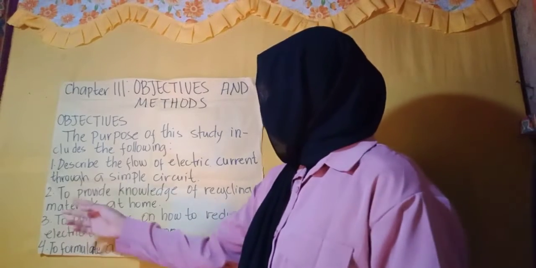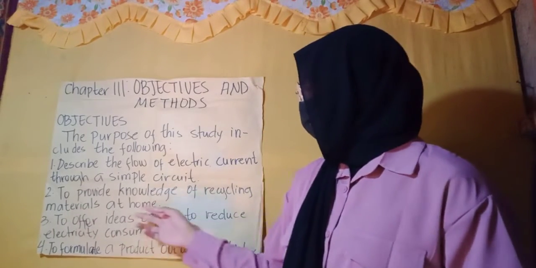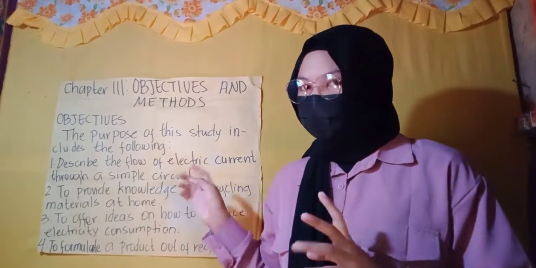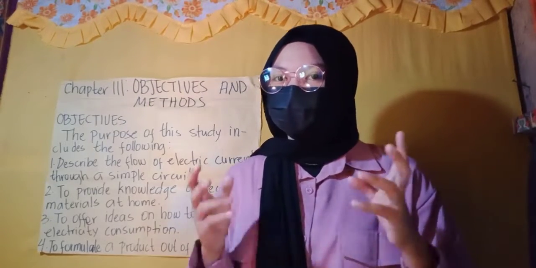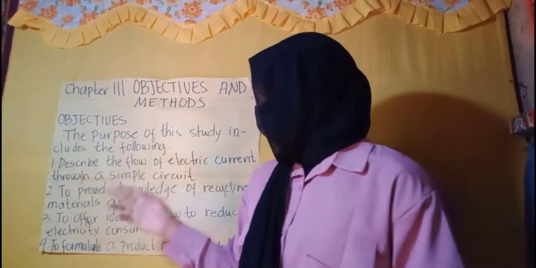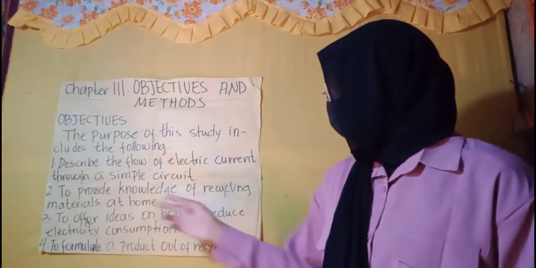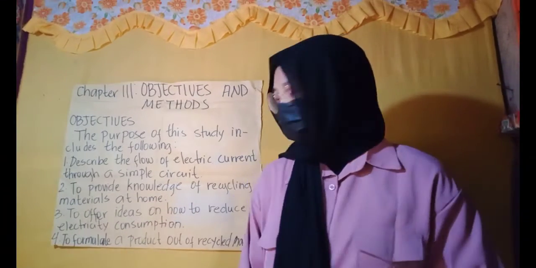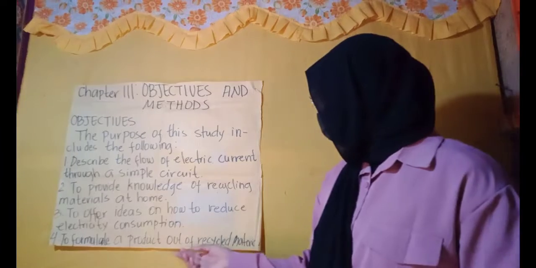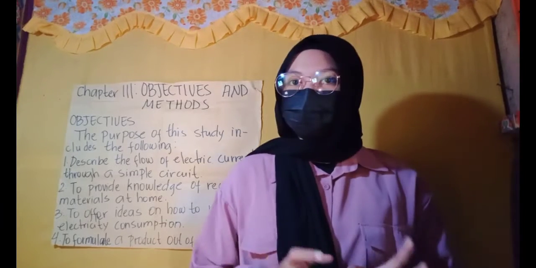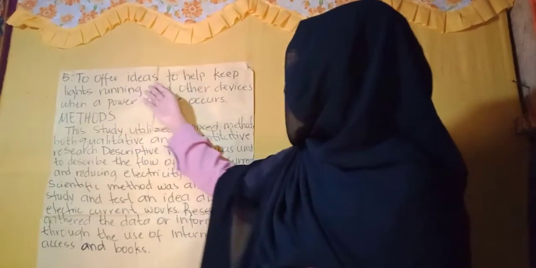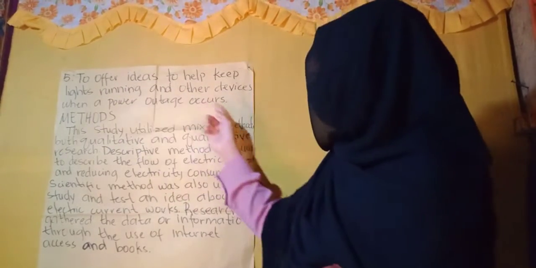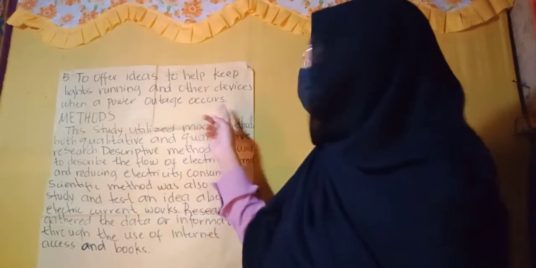Number 2, to provide knowledge of recycling materials at home. In this study, magkakaroon tayo ng idea na ang isang bagay ay imbis na itapon natin ay maaari nating itong gamitin. Number 3, to offer ideas on how to reduce electricity consumption. Number 4, to formulate a product out of recycled materials, and that product that we are going to formulate is an electric table lamp. And lastly, to offer ideas to help keep lights running and other devices when a power outage occurs.